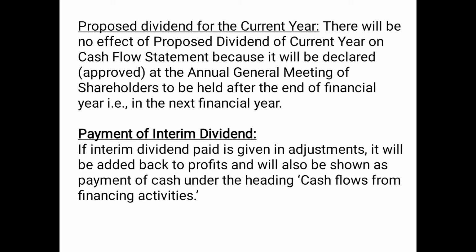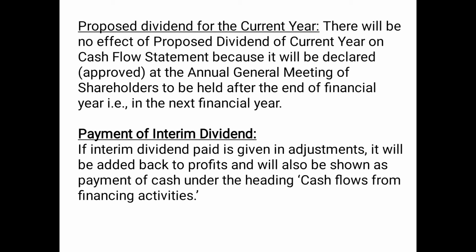Then proposed dividend for the current year. There will be no effect of the proposed dividend of the current year on the cash flow statement because it will be declared or approved at the annual general meeting of shareholders to be held after the end of the financial year, that is, in the next financial year. So that means proposed dividend of the current year will not be shown anywhere. It will just be shown as a contingent liability in the notes to accounts while preparing the balance sheet.